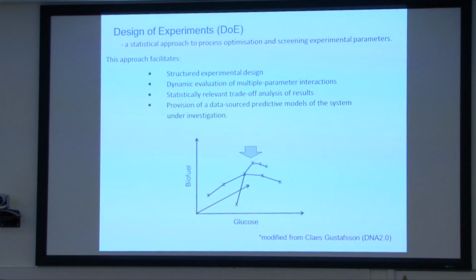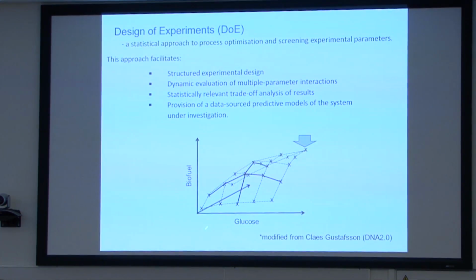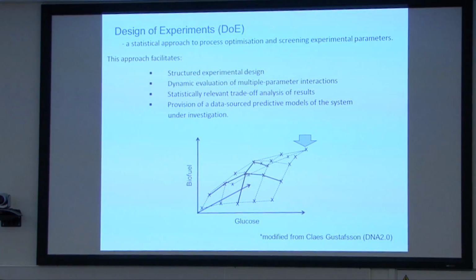However, the nice thing about DOE is it allows you to dynamically review these interactions, in this case of glucose and pH. If you were to run a DOE approach here, you'd actually find the process optimum would be in this design space, somewhere that we've not even checked as yet. So the structured experiment design lets you design these parameters, high and low values, and really explore this entire space. A statistically relevant trade-off analysis is also important because you can look at the effects of, in this case, glucose and pH, not only for biofuel production but for increased glycolytic flux or a precursor or a product of interest, for instance.